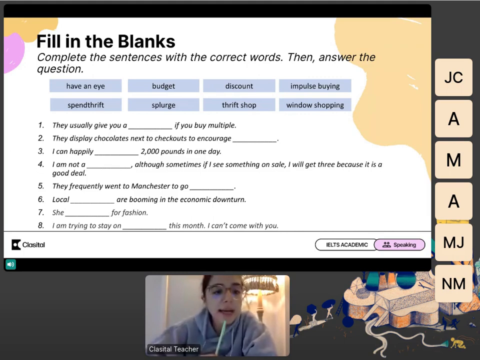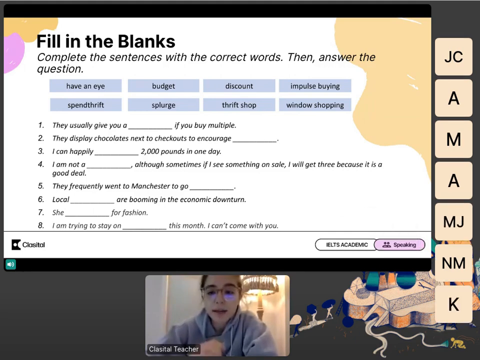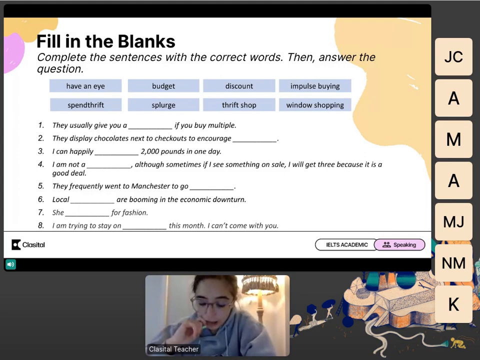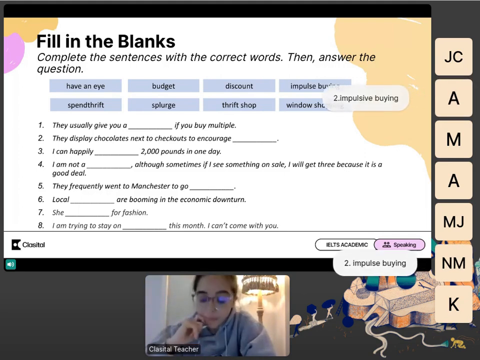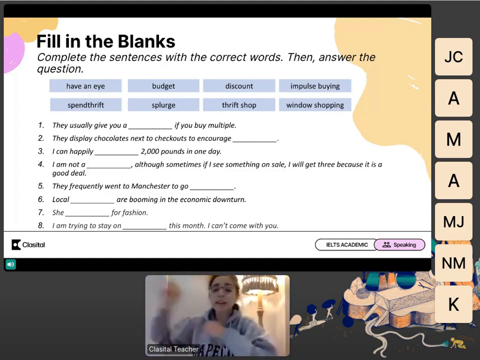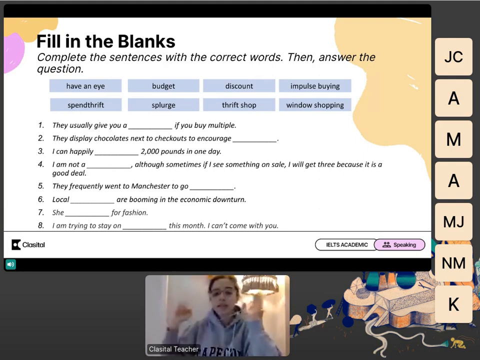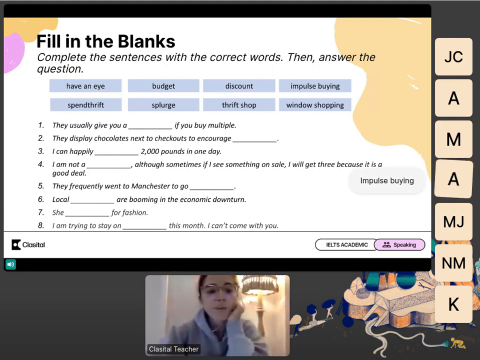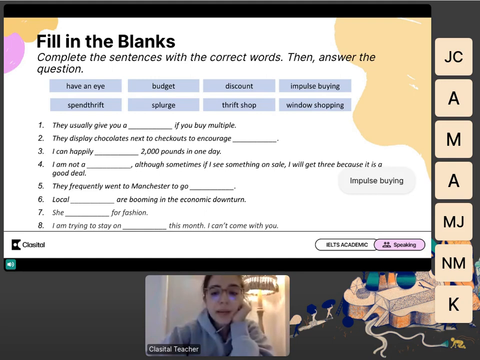Number two, they display chocolates next to the checkouts to encourage impulse buying. Yes, impulse buying. So without thinking, you're just getting the chocolate next to the checkout. Okay. Number two goes for impulse buying.